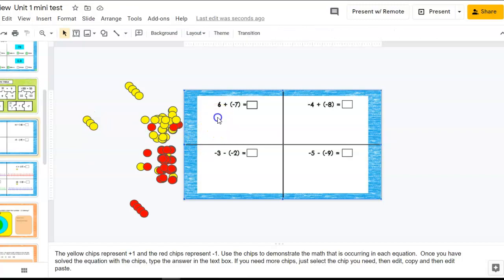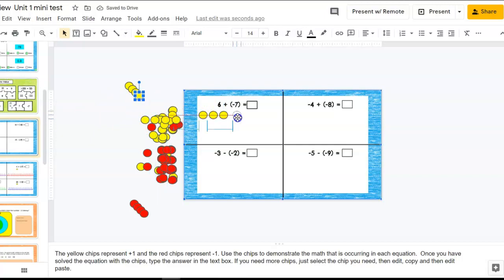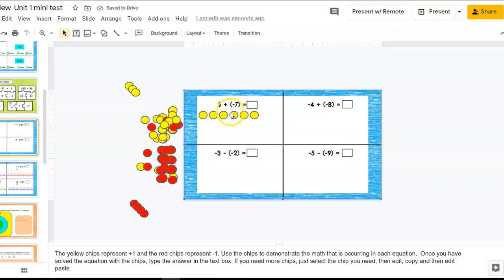Okay, so let's look at this first one. Positive 6. So I'm going to take positive 6 and I'm going to put it right here. Four, and I need 2 more. That's my positive 6. Now it says I'm going to add a negative 7. So I'm going to take my 7 red and put right underneath.